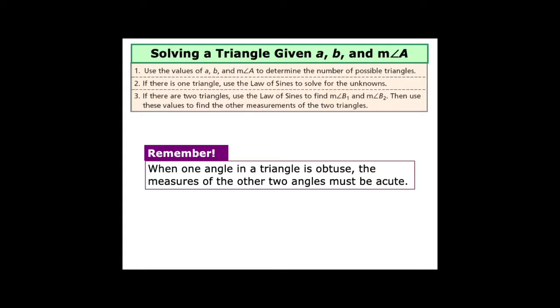Solving a triangle given a, b, and the measure of angle A. Use the values of a, b, and the measure of angle A to determine the number of possible triangles. If there is one triangle, use the law of sines to solve for the unknowns. If there are 2 triangles, use the law of sines to find the measure of angle B1 and B2, and then use these values to find the other measurements of the 2 triangles. And then remember, when one angle in a triangle is obtuse, the measures of the other 2 angles must be acute.